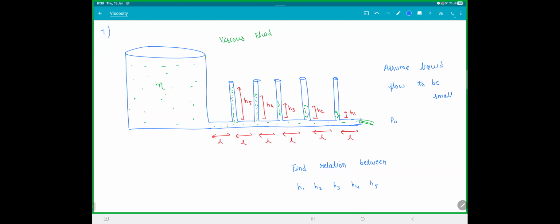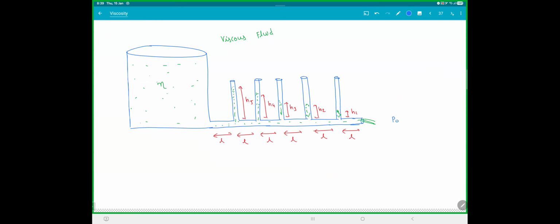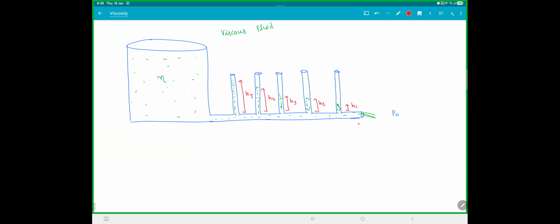So how do we do this? I'll just remove this length here. Let the pressure here be P1, the pressure here be P2, then P3, P4, and P5. So when you go from 5 to this point here, this is the P naught, the outside pressure.